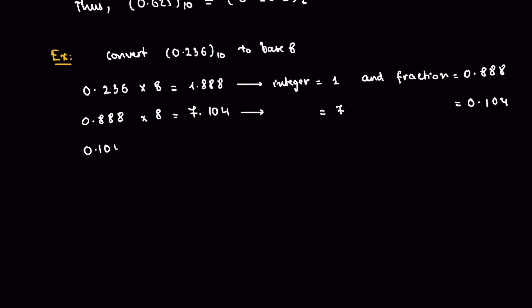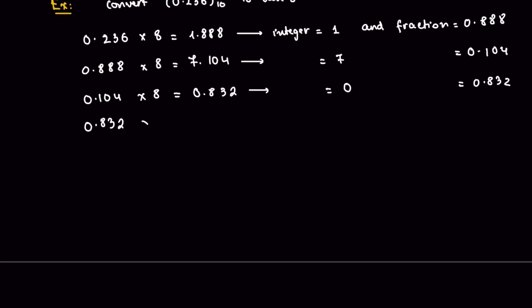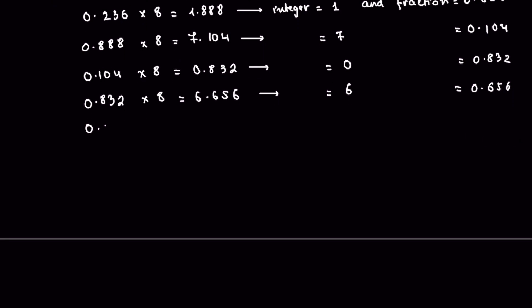Take 0.104, multiply with 8, you're going to get 0.832. And the integer part is 0, the fraction part is 0.832. Take 0.832 times 8, you're going to get 6.656. The integer part is 6, which is this part, and the fraction part is 0.656. Take 0.656, multiply with 8. This is equal to 5.248. And this is 5, this is 0.248.